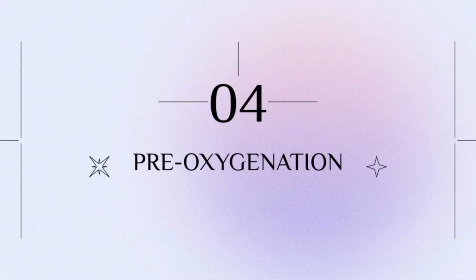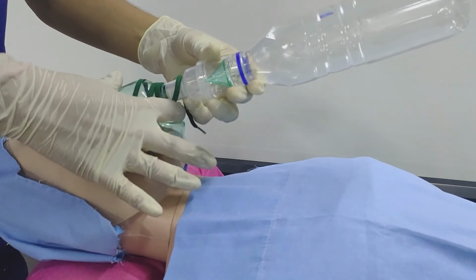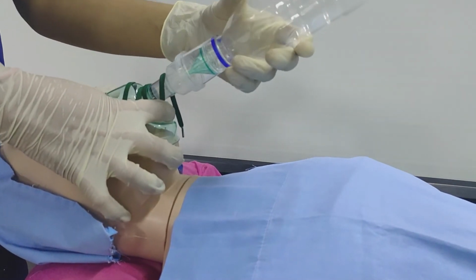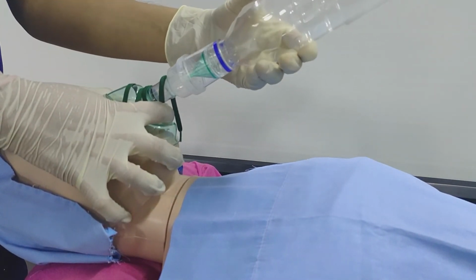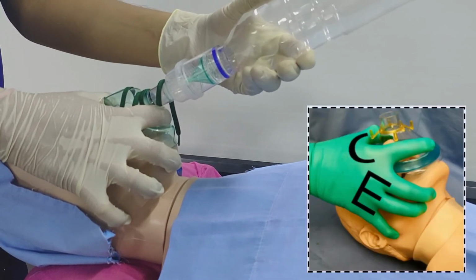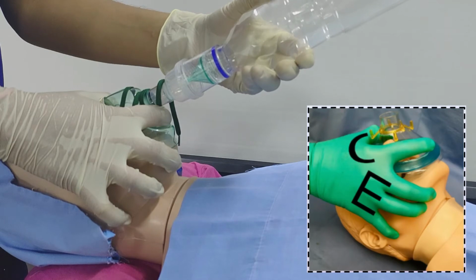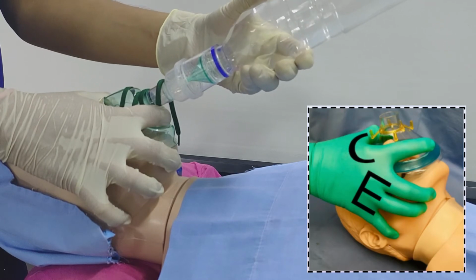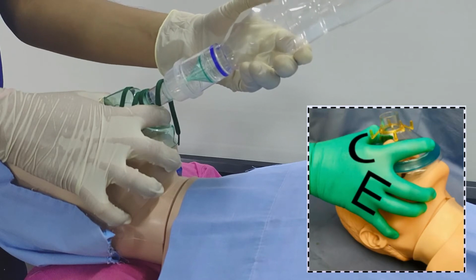Step 4. Pre-oxygenation. Pre-oxygenate the patient for 3 to 5 minutes using a bag valve mask connected to a 100% oxygen supply. Hold the mask with the thumb and the index finger forming a C grip around the mask, pushing it down, while the other 3 fingers are placed under the mandible, pushing it up. This forms the CE grip.